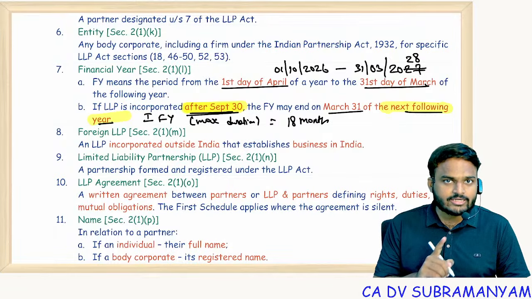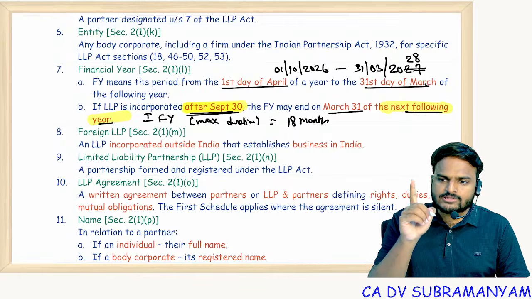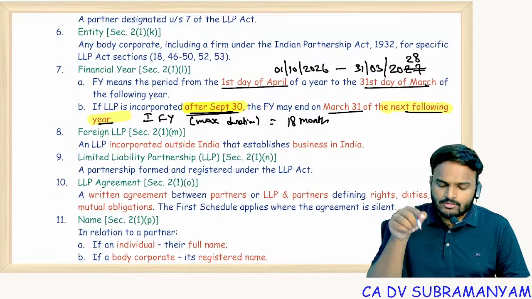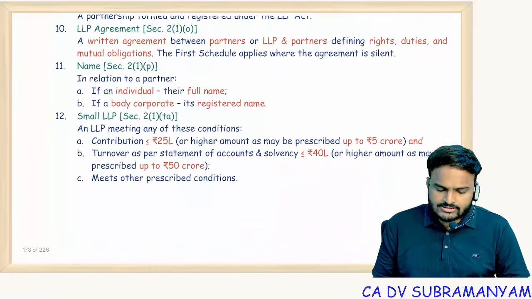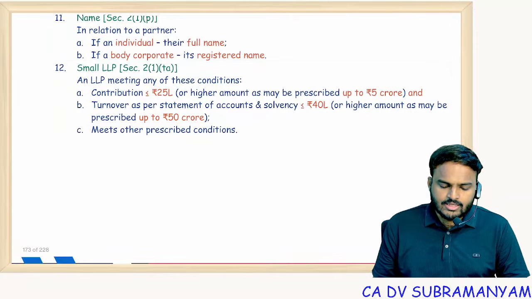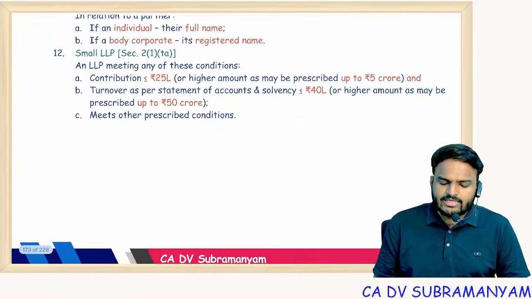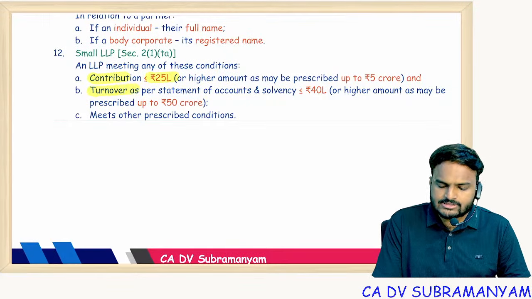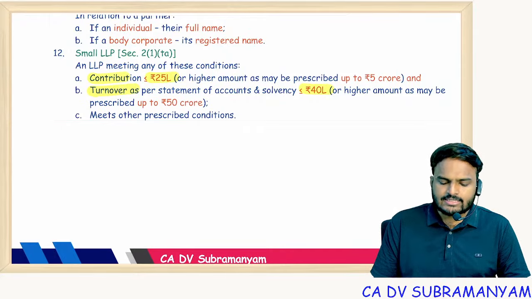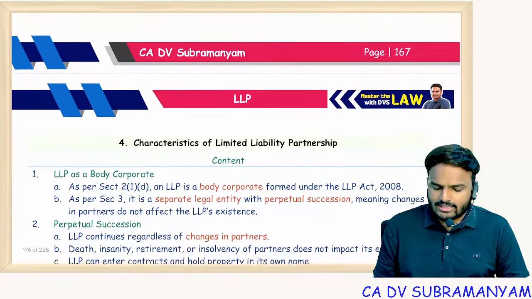Getting it? Don't get confused. In the Companies Act, 1st January is the cutoff date, on or after. But here the cutoff date is after 30th September. Next important definition is small LLP. An LLP meeting any of these conditions. Which conditions? Contribution up to 25 lakhs, turnover up to 40 lakhs. Then we call it a small LLP.